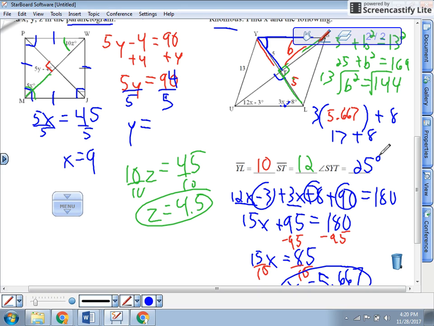So there is our second day of notes on rhombuses, rectangles, and squares. Use the chart and ask yourself, what shape am I working with and which piece am I trying to solve?